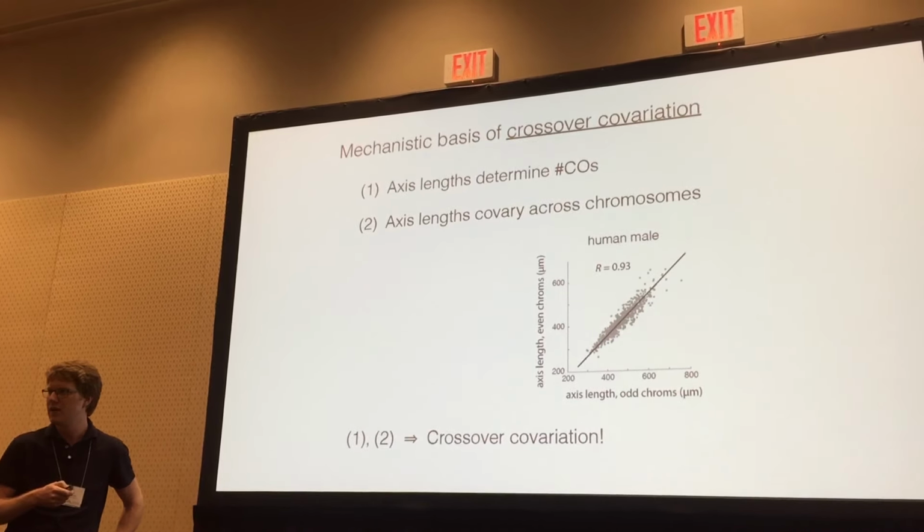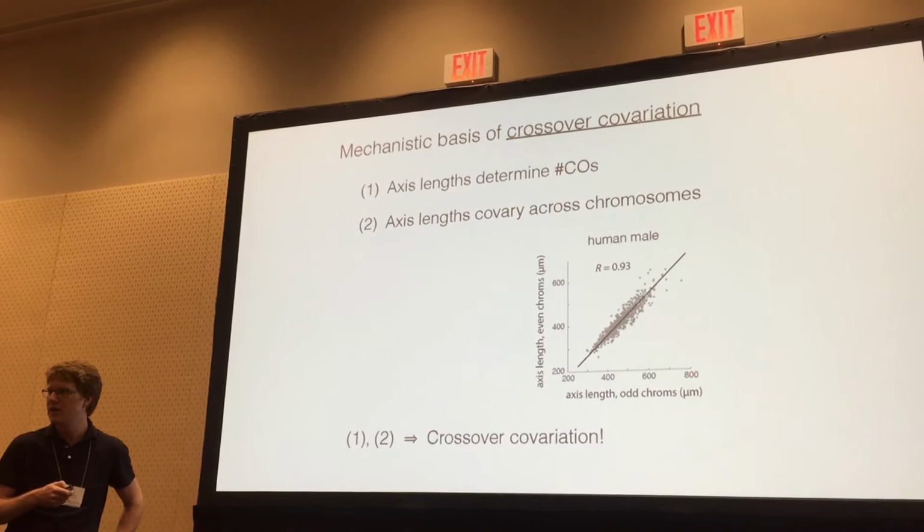So a final mechanistic question we can ask is, why do axis lengths covary? And a simple hypothesis that would account for axis-length covariation is global modulation of chromatin loop lengths. So if in this nucleus it has been determined by some factor that all of the loop lengths on all of the chromosomes are going to be long, then all of the axis lengths are short, and therefore there are few crossovers coordinately on all chromosomes. Whereas in this nucleus on the right, it's been determined that all of the loop lengths are very short, therefore all of the axis lengths are very long, therefore there are many crossovers on all chromosomes.